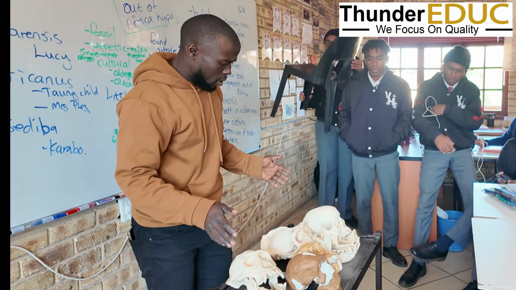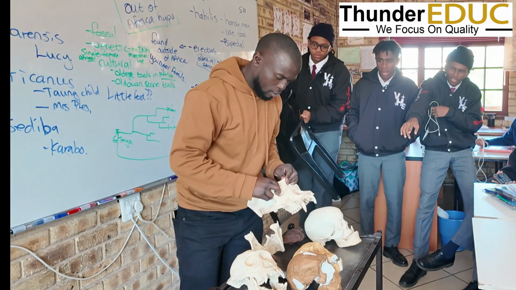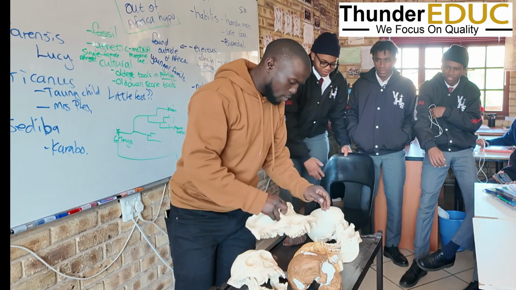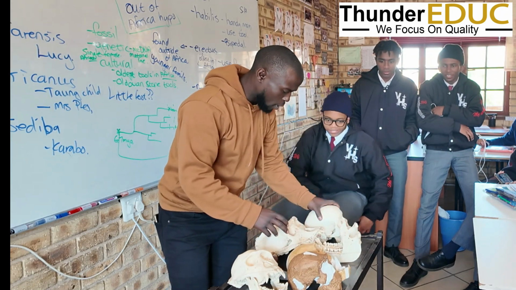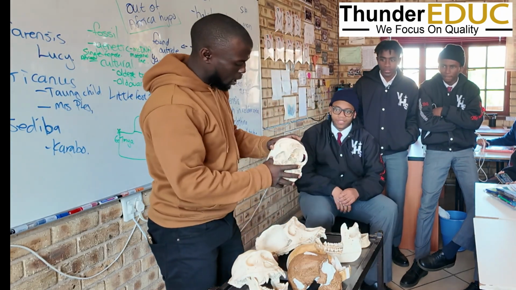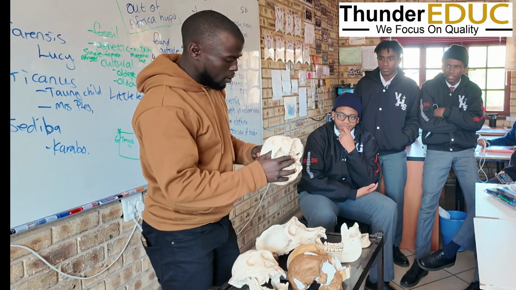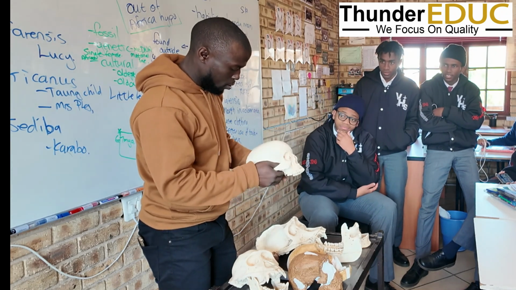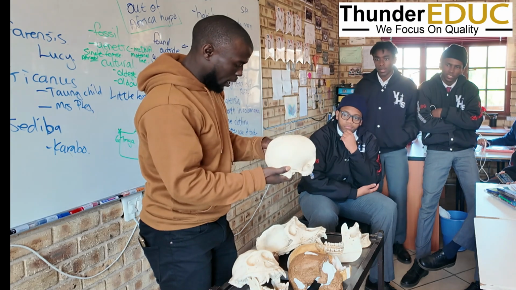Human skull here? Yes. This one? No. This one? No. This one? Yes. Why do you say this is a human skull? Because of the dentition. Okay, you looked at the dentition. There's no brow ridge.